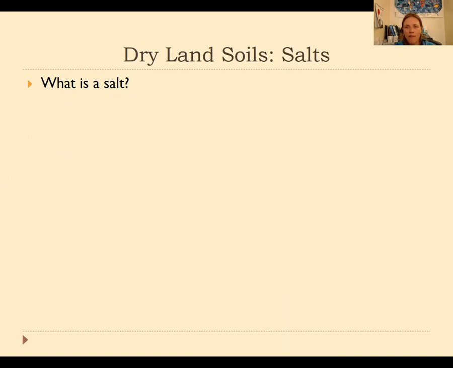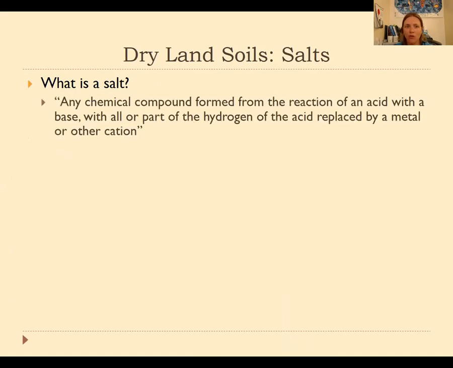Okay, so while we're on this topic, I'll mention salts as well. So first of all, when people think of salt, they often think of just table salt, sodium chloride, and that's only one type of salt. A salt is technically any chemical compound that's formed from the reaction of an acid with a base, with all or part of the hydrogen of the acid replaced by a metal or other cation. Okay, so instead of hydrogen chloride, the hydrogen is released, so it can be doing its pH business, and then sodium is bonded on to the chlorine instead. So anyway, that's what a salt is.